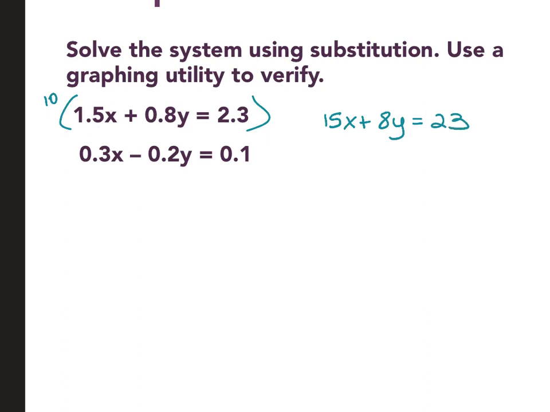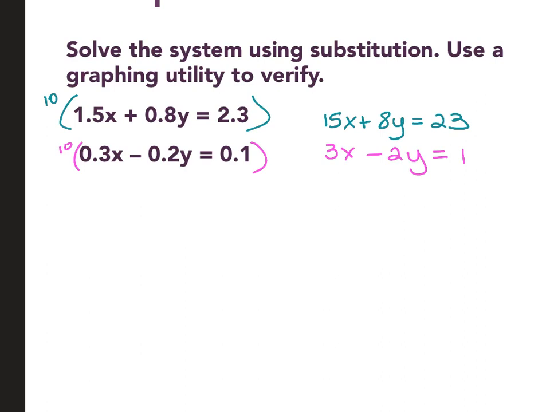Then take the second one. Still only one decimal place. So if there was 1 with 1 and 1 with 2, I would multiply 1 by 10 and 1 by 100. Okay? Whatever you do to the equation has to be done to the whole thing. So this would also be by 10, and then I get 3x minus 2y equals 1. So I move my decimal place one place to the right.